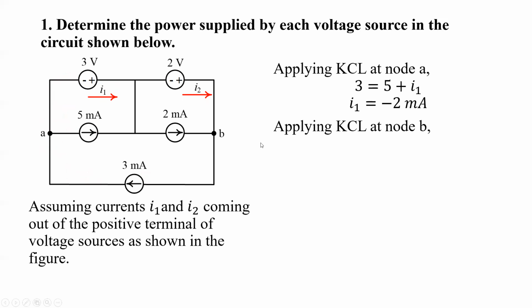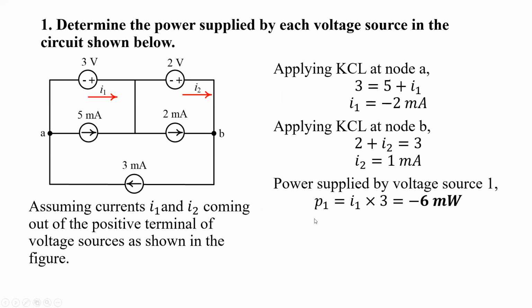Now again, let's apply KCL at node B. In case of node B, 2 milliampere is incoming current, I2 is incoming current, and 3 milliampere is outgoing current. So 2 plus I2 equals 3. So we get I2 equals 1 milliampere. Now, since we got I1 and I2, we can easily determine the power supplied by each voltage source.